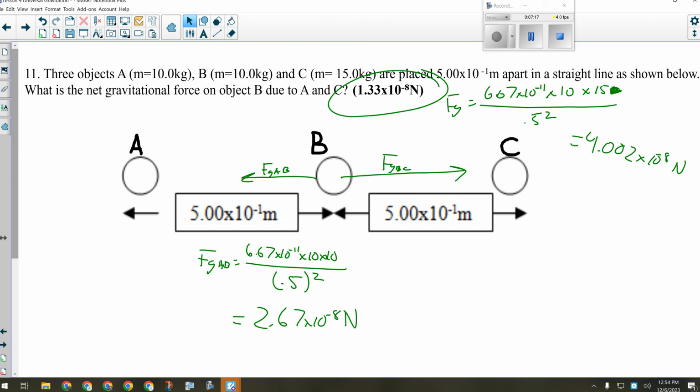gravitational force, except what is that number missing? Direction. Right. Towards C. That's it. That's all you have to do, towards C.